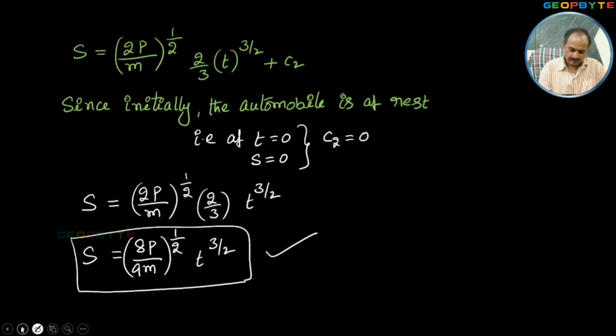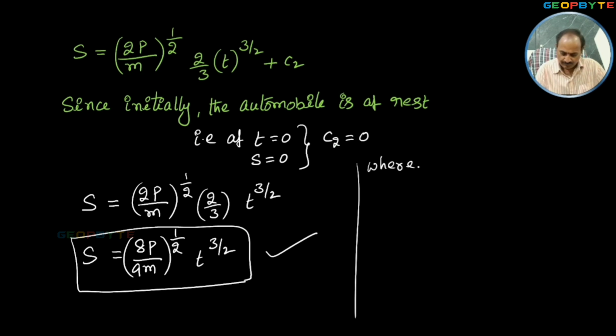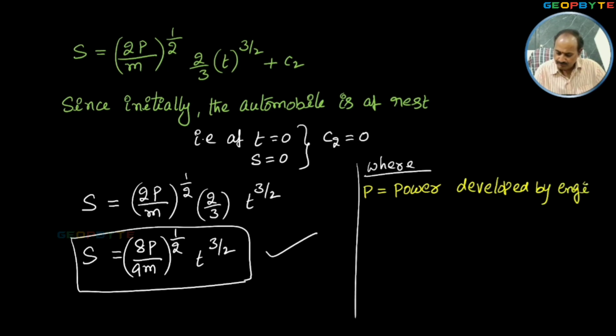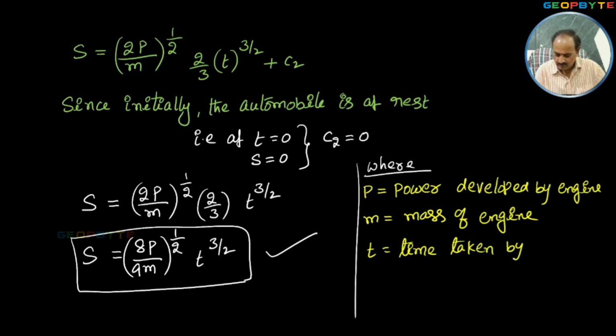Let me write that point. Where P equals power developed by the engine, automobile engine, m equals mass of the automobile engine, t equals time taken by the automobile engine.